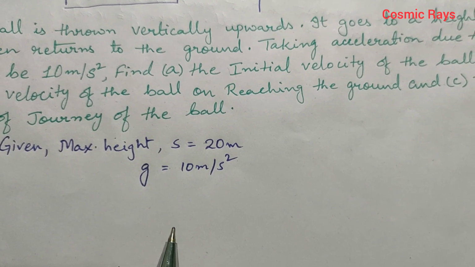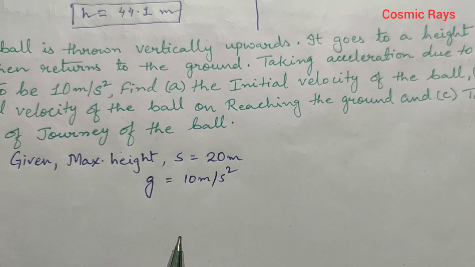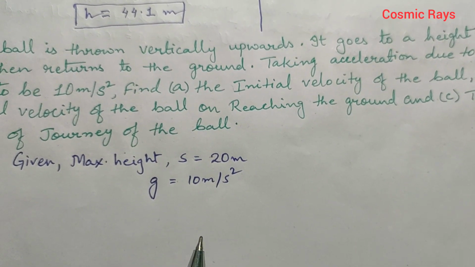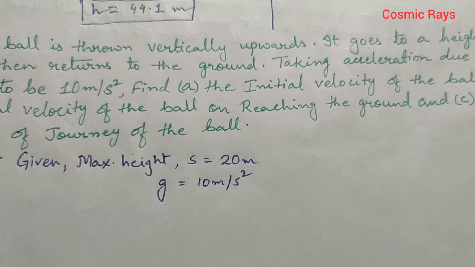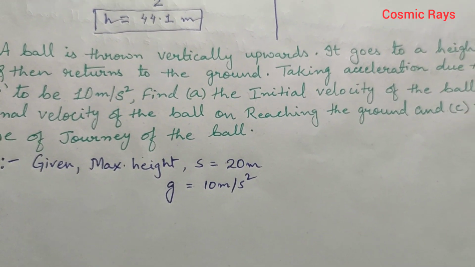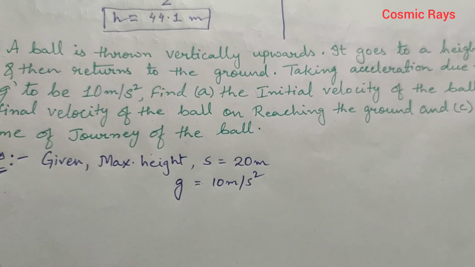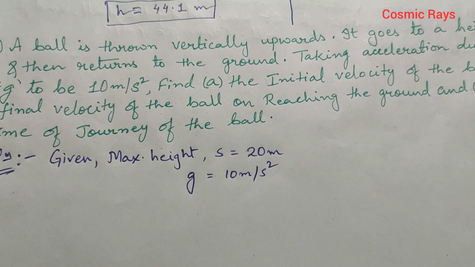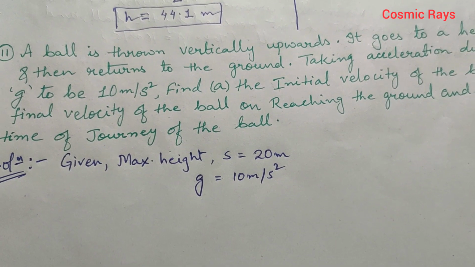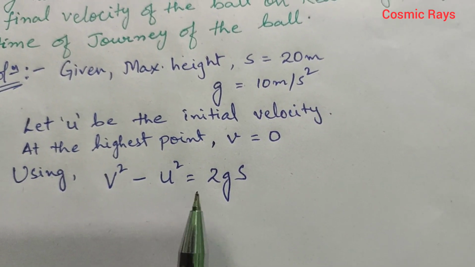It will stop for some time. So here in this case, we will assume that u is the initial velocity with which the ball is thrown upwards, and once it reaches the highest point, the velocity becomes 0. So u is the initial velocity and v, that is the final velocity, will be 0. Final velocity will be 0 and u we have to calculate. So we use the equation v square minus u square is 2as.